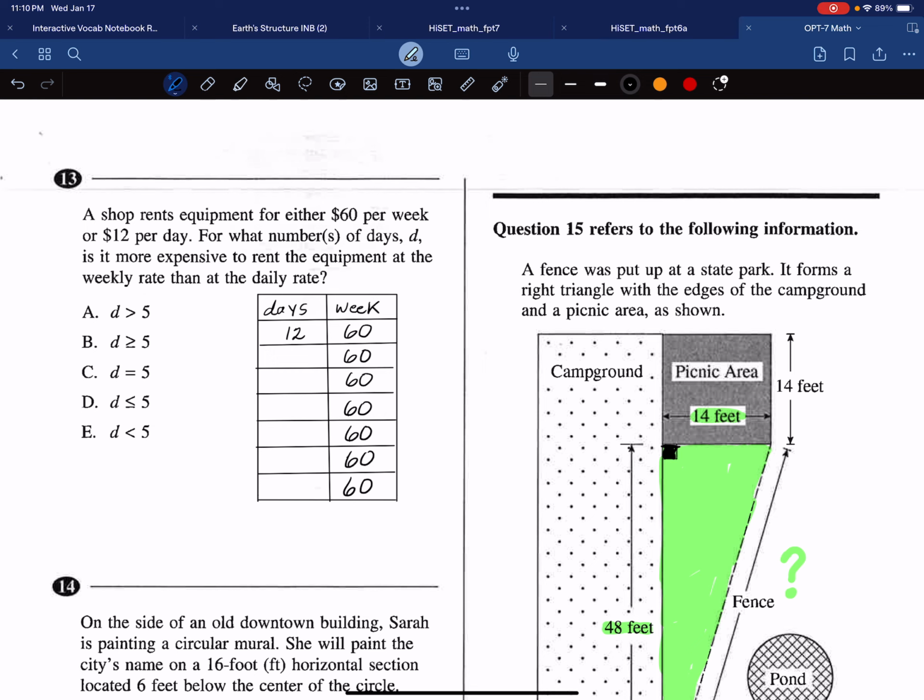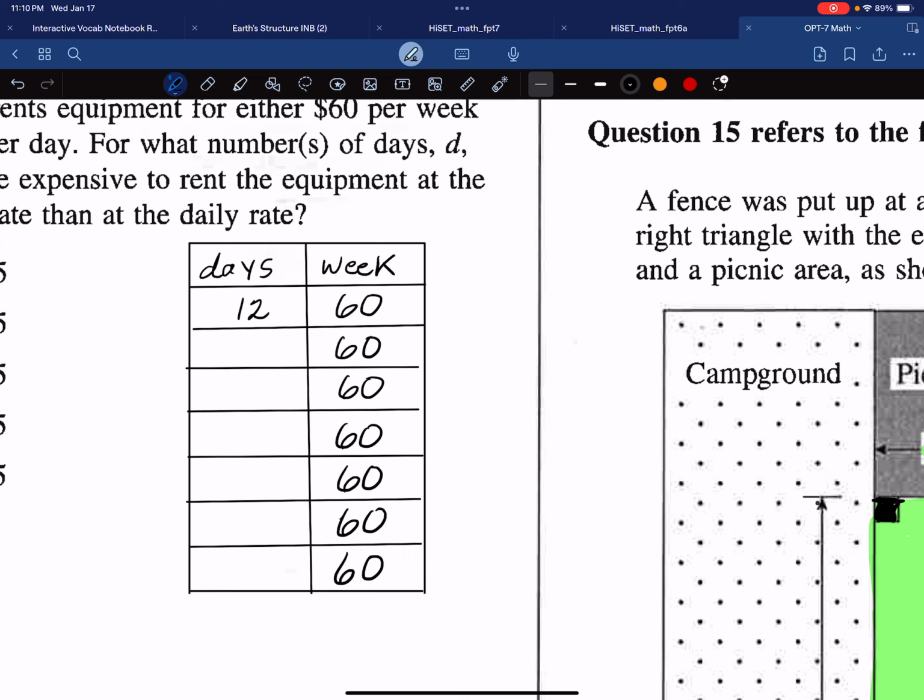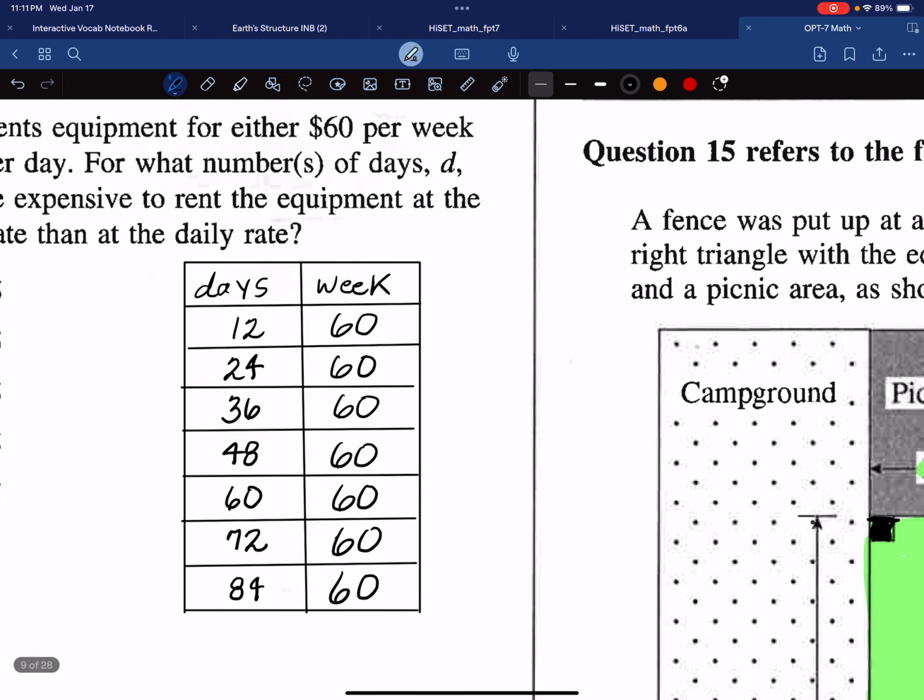Okay, if I rent by the day, on the second day, that would be 2 times 12, or 24. 3 days would be 36. 4 12s are 48. 5 12s are 60. 6 12s are 72. And 7 12s are 84. So this shows if you rent by the day, you would pay up to $84. If you rent by the week, you would pay a flat rate of $60.